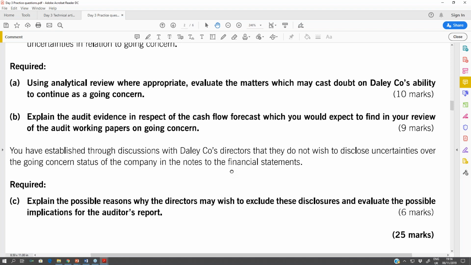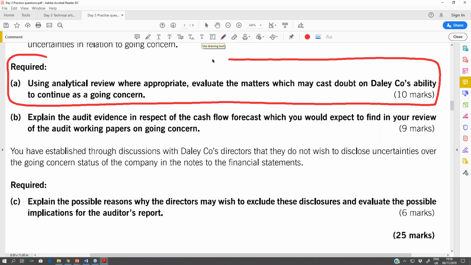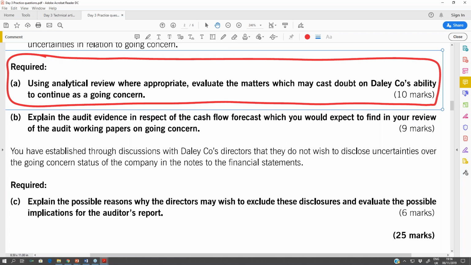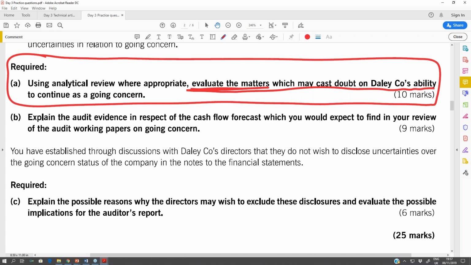The first requirement, 10 marks. Using analytical review, where appropriate, evaluate the matters which may cast doubt on Delhi company's ability to continue as a going concern. So over here, the focus is on the matters which cast doubt on Delhi company's ability to continue as a going concern. And you can use analytical procedures because there might be some ratios which may cast doubt on the going concern status.